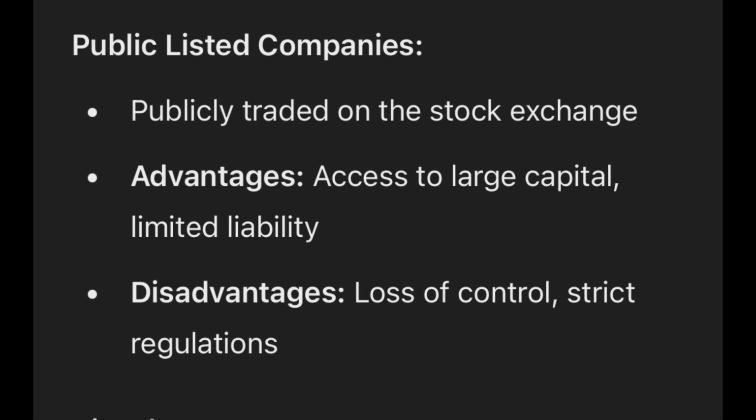Another important structure is the public listed company. These companies are larger and their shares are traded on a stock exchange, typically in Australia, the ASX. This allows them to raise significant amounts of capital from the public, which can be used for expansion or other business activities. Public companies are required to disclose more information and are subject to stricter regulations, but the trade-off is the potential for greater growth and access to more resources.